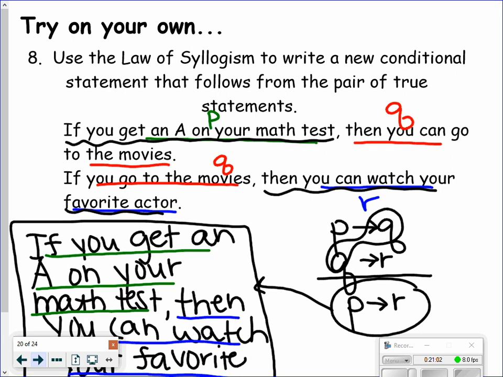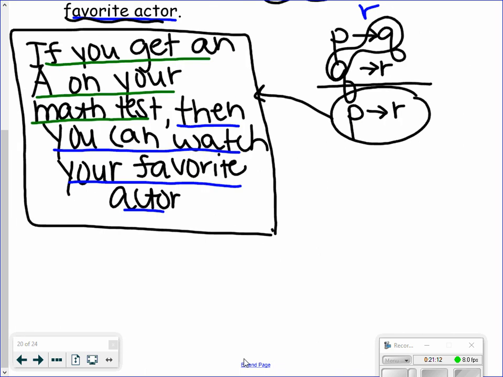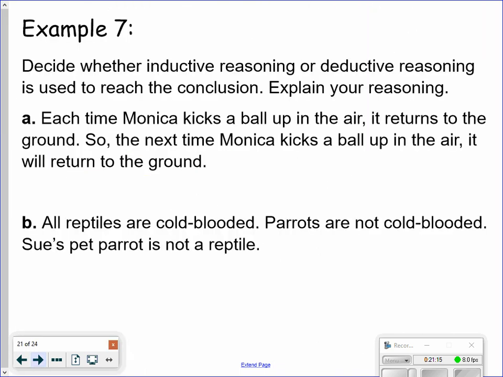Okay, so this one did make a link and it linked P to R. So hopefully you got, if you get an A on your math test, then you can watch your favorite actor. Okay, example 7. If example 6 is in your notes, will you cross it out? We're not going to do that. And if you go to the left side, number 9, we are not going to do that problem either. So we're going to go straight to example 7.